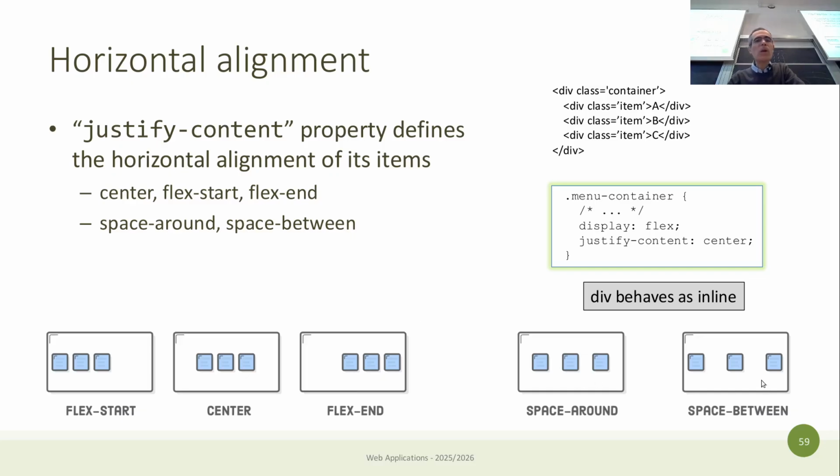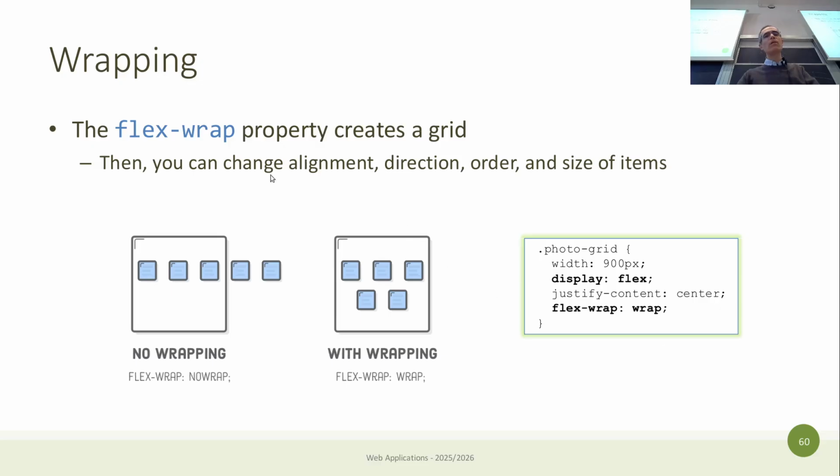Space around, space between, and so on. Basically, it rearranges the items in a way that is more or less what you would expect from the name of the value that you pass to this justify-content property. Center, start, end, space around, so more or less in the middle, space between, aligned left and right. Wrap, go to a new line if needed.